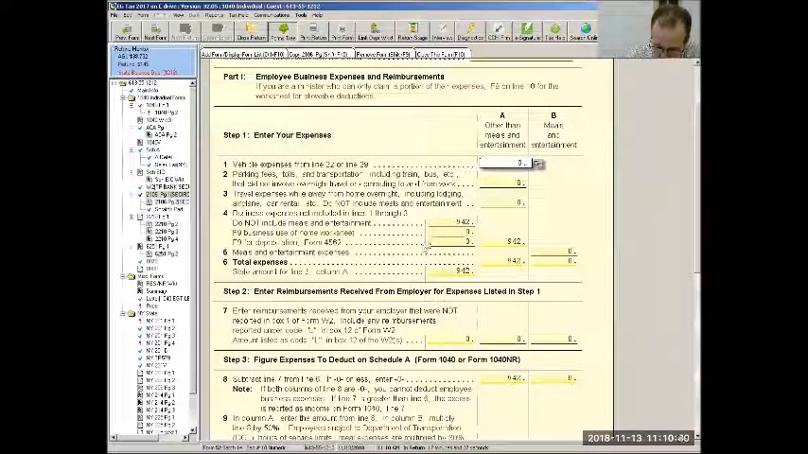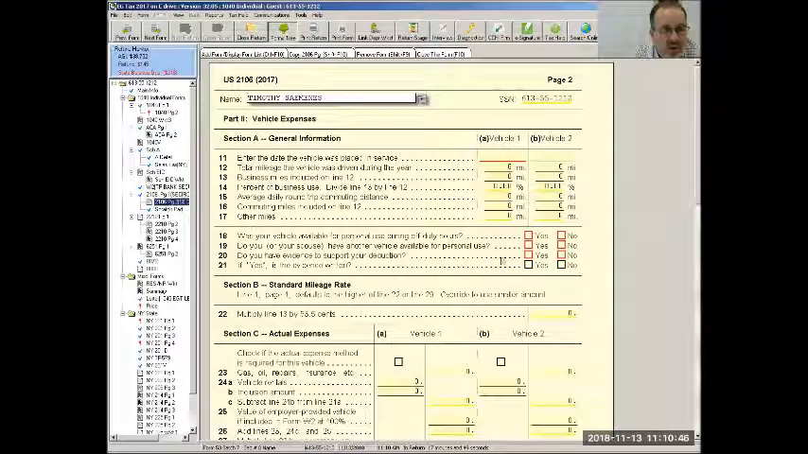But these are training. They didn't know where to do the training at work. Okay, well, we're gonna put the training in there. All right. So you want it in vehicle expenses? Yep, so we're gonna go to page 2 of the 2106, part 2. Okay.